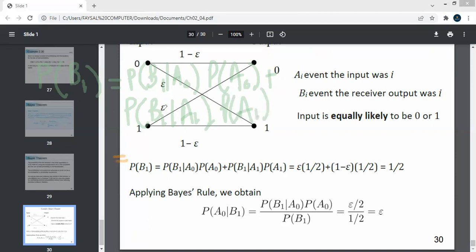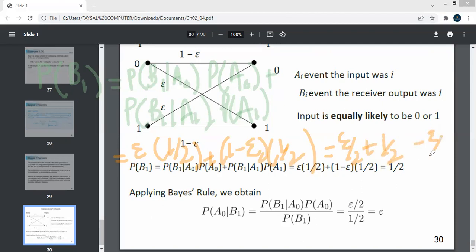The value will be what? This value will be half. So after elaborating it, this will be mu times 1 upon 2 plus 1 minus mu times 1 upon 2. Then I have mu upon 2 plus half minus mu upon 2. This mu upon 2 will be cancelled and my answer will be equal to 1 upon 2.